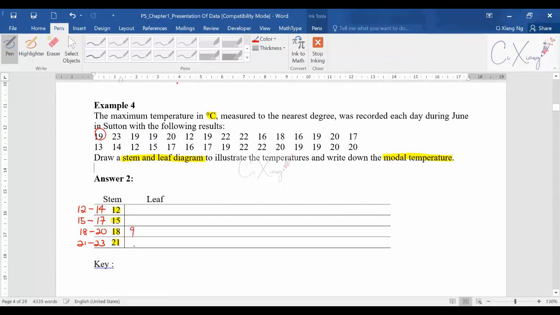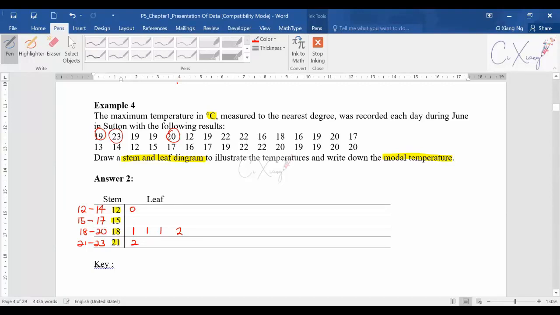But what should I put? Should I put a 9? That is not correct. I will put a 1 for 19. You have to guess and see. Then 23: I'll put it in the last stem, and I will put it as a 2. And 19 again, so it will be 1 again. Then 20, I'll put it under here, but it is 2. I hope you can see the pattern by now. If you cannot, then try again. I'll put it here as 0.